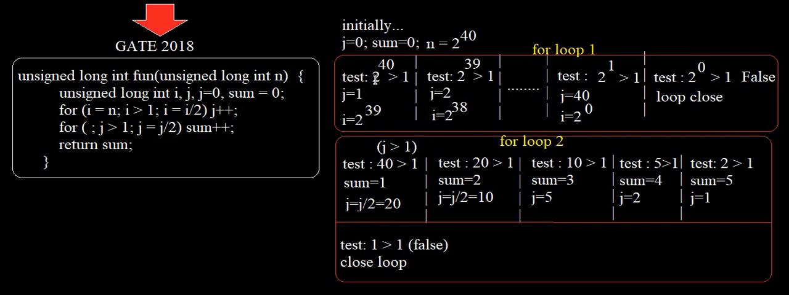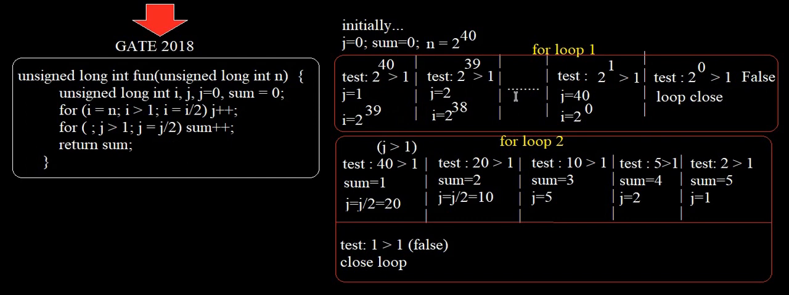In the first iteration we have 2 power 40 is greater than 1. Yes, it is true. Then increment the value of j because we want to get inside the loop, and now i will become 2 power 39 because 2 power 40 divided by 2 gives me 2 power 39. In the next iteration, do the same thing: test the condition, 2 power 39 is greater than 1. Yes, correct. Increment j, and i becomes 2 power 38 because we divide it by 2.